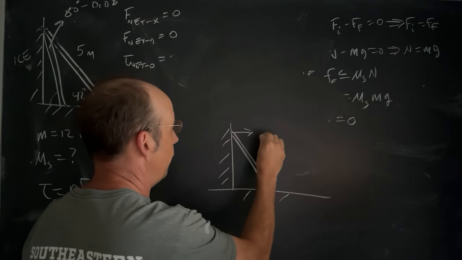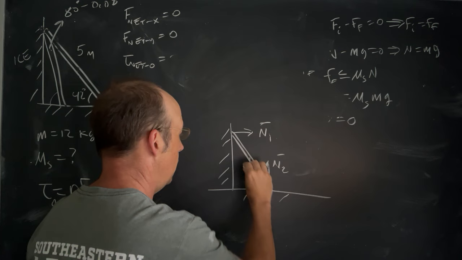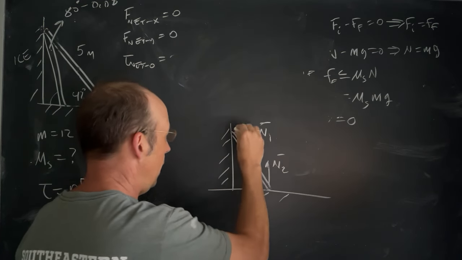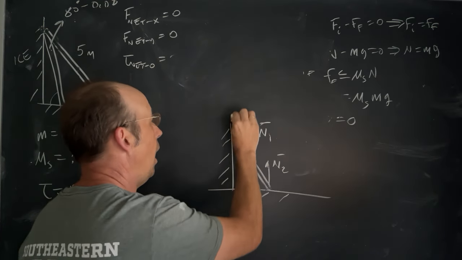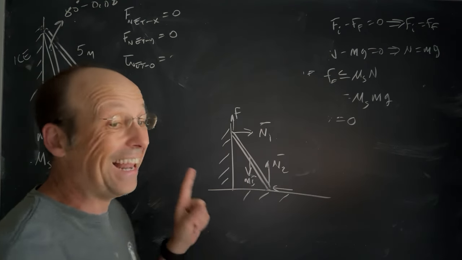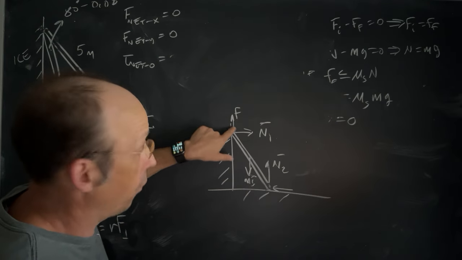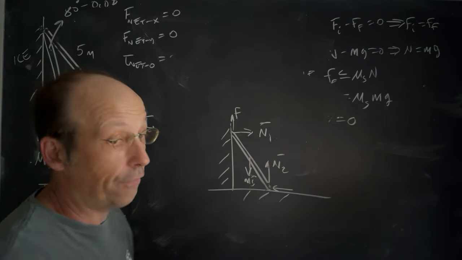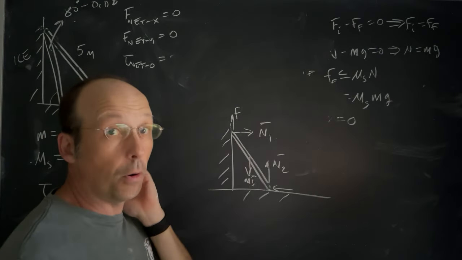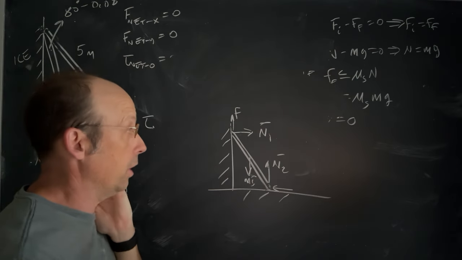Well, in that case, I'll call this N1, N2, mg, and then I'm going to get a frictional force pushing up, and this frictional force is pushing this way. So it's going to get a lot more complicated, because this normal force depends on that frictional force. This normal force depends on that frictional force. So it's doable, but it just gets a little bit more complicated. The idea is the same, and you can set the same equations.